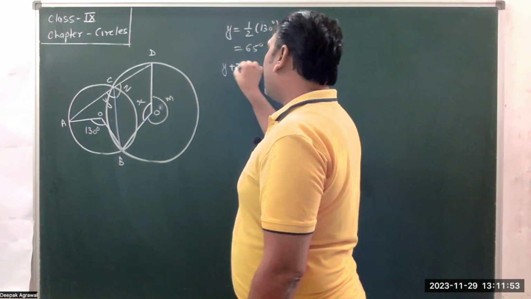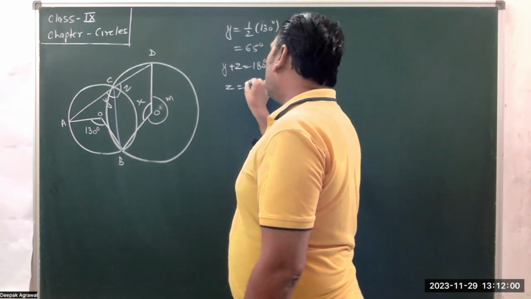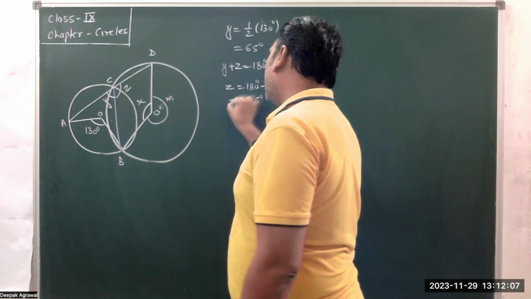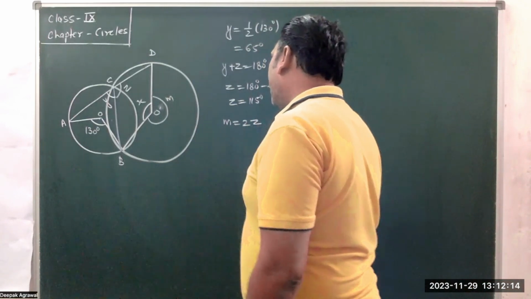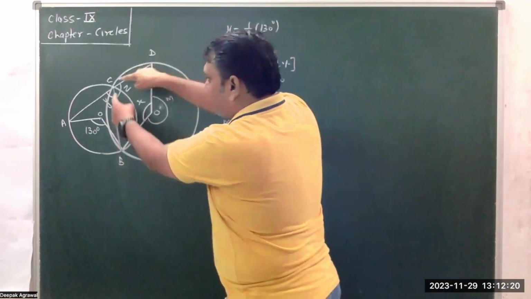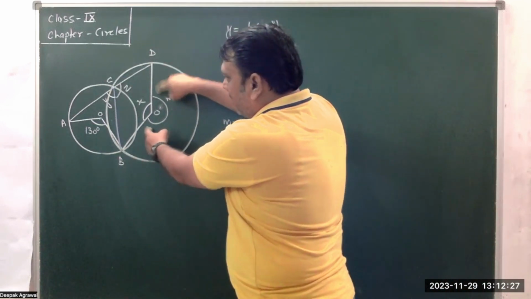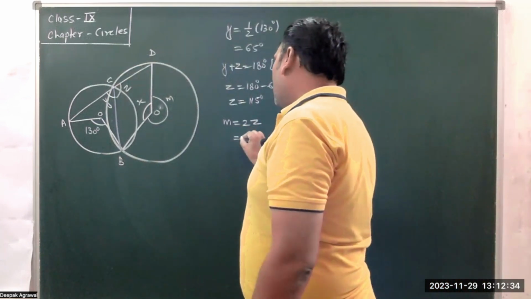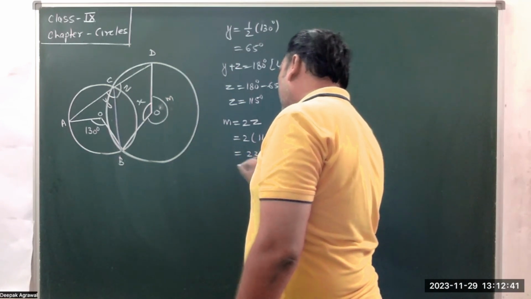Also y plus z is equal to 180, being a linear pair. So z is 180 minus 65. That comes out to be 115 degrees. Also, again, m is twice of z. Same thing, angle subtended by an arc at the center is twice the angle subtended by it at the remaining part of the circle. एक मेजर आर्क ने सेंटर पे एंगल बनाया m, और इसी ने सर्कल पे एंगल बनाया था z. So m is coming as twice of z. So twice of 115, it comes out to be 230 degrees.